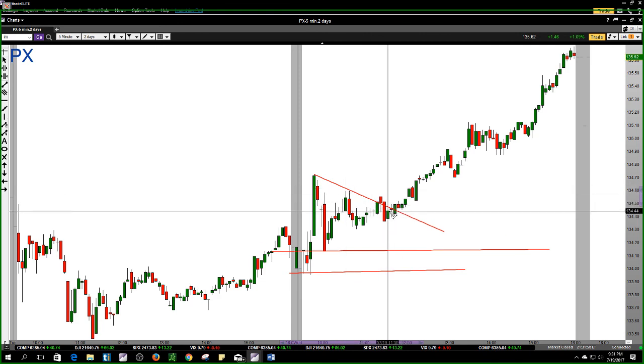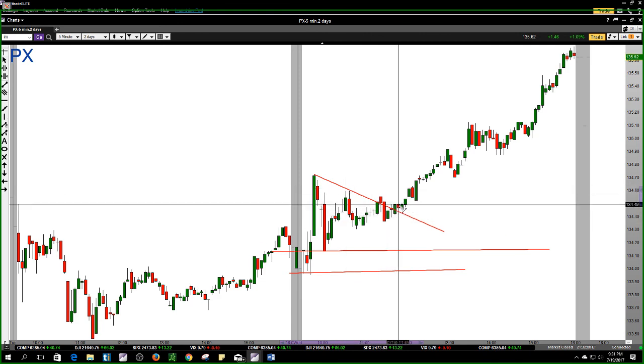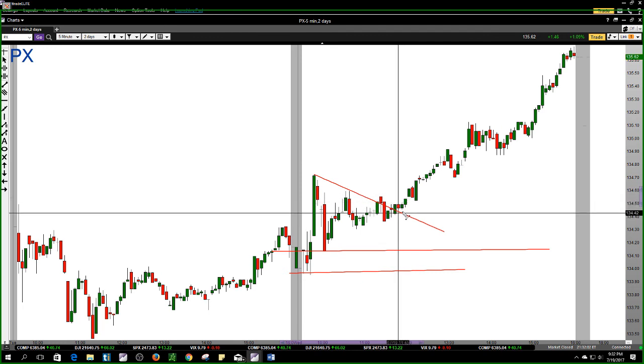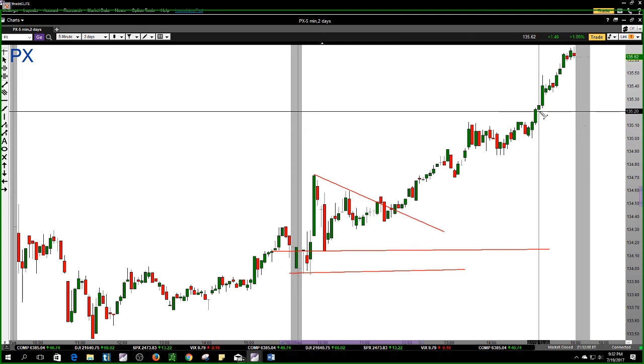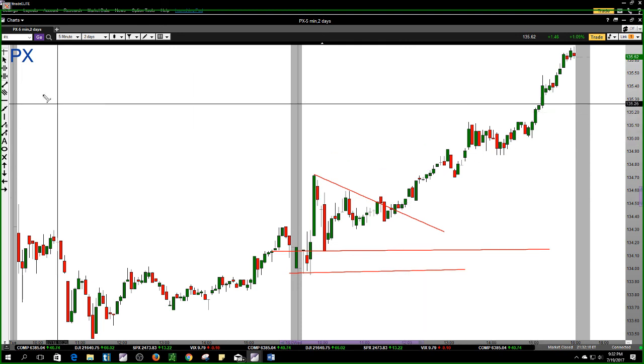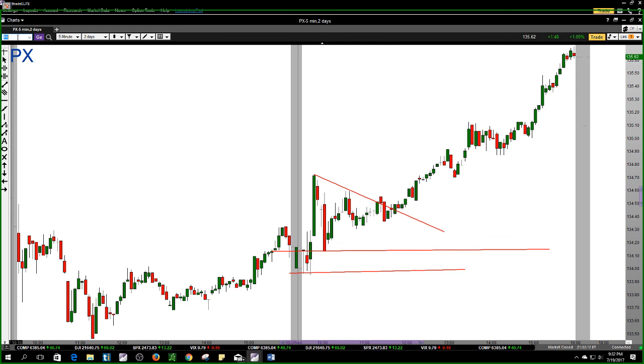Candle pushed over, nothing. Candle pushed over. I kind of like it a little bit more here. So in between these areas here, I'll be taking it on the long side. And obviously this flag to the upside provided quite a nice trade on PX long.